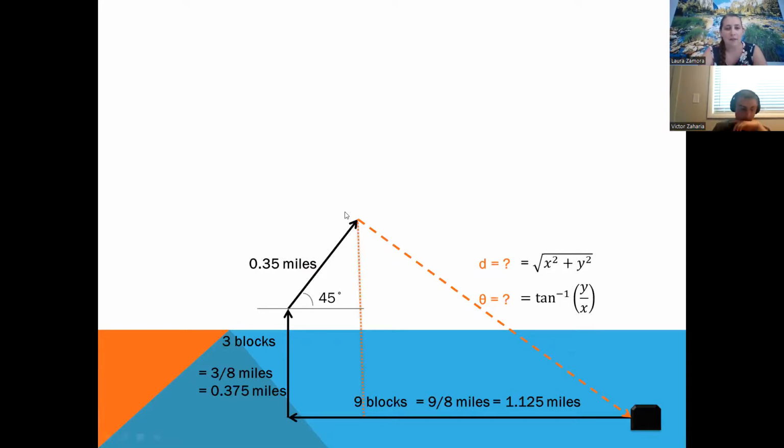Now we have this vector, which is off at a weird angle. It's not directly along one of these axis lines anymore. So we have to take this 0.35 miles and break it down into its components so that we can find out how much of it is horizontal along the x direction and how much of it is vertical along the y direction.